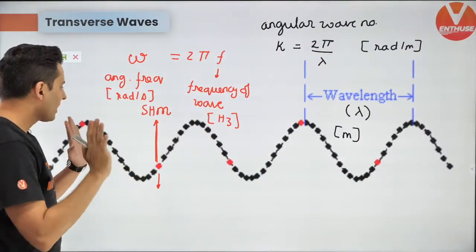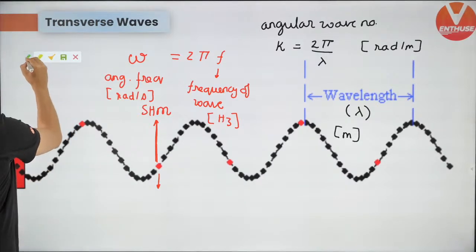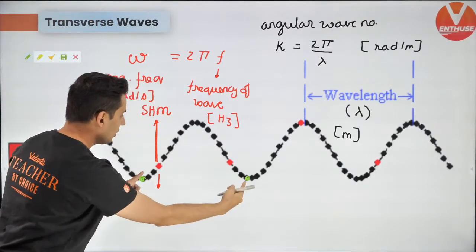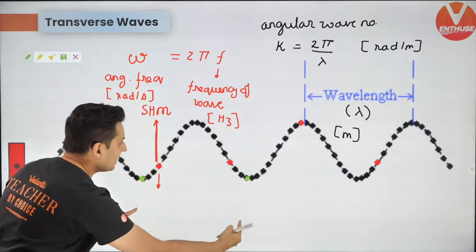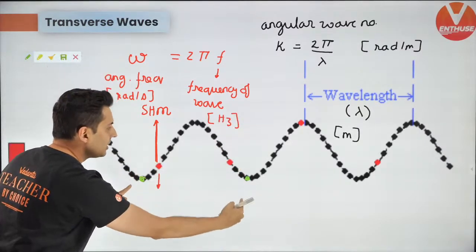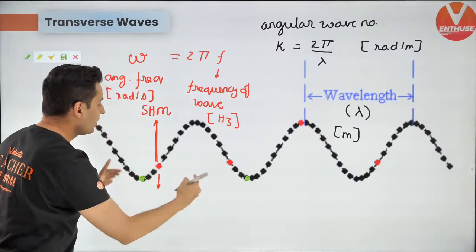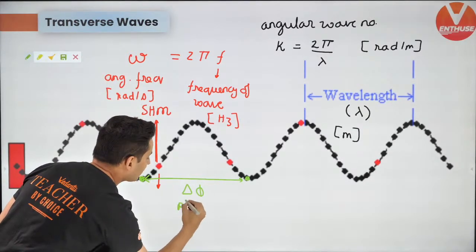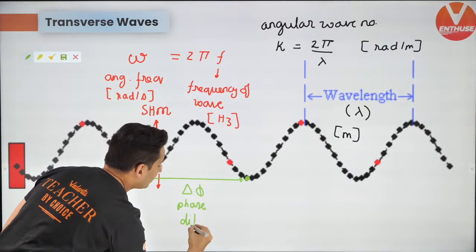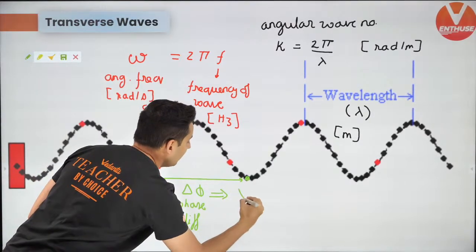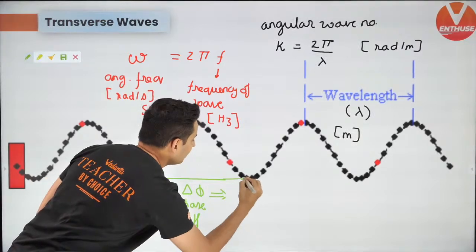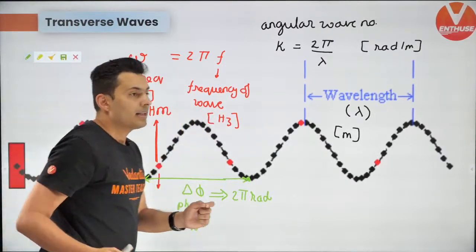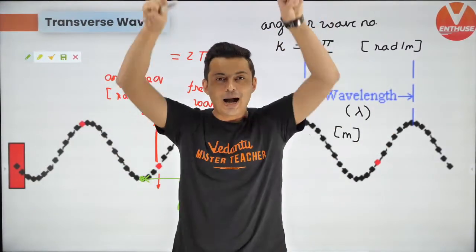Let me show that. Now if you focus your attention on a point here, the trough and the next trough, don't you think that both these points will be simultaneously going up and down? Correct, guys? Both these points will be simultaneously going up and down. So think about it. Between these 2 points, what is the phase difference? The phase difference is nothing but 2 pi, guys. The phase difference between them is 2 pi radian. Why is it 2 pi radian? Think about it. 2 SHMs going up and down.